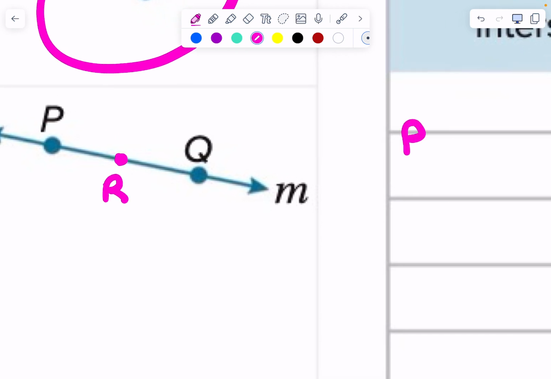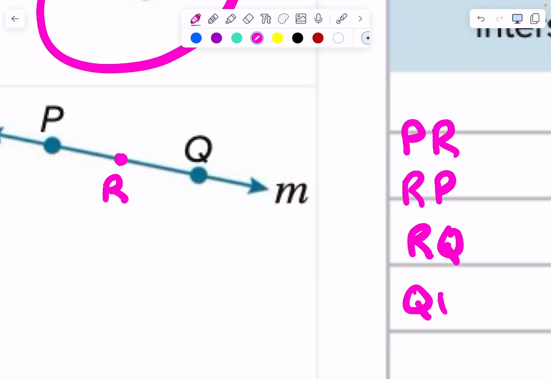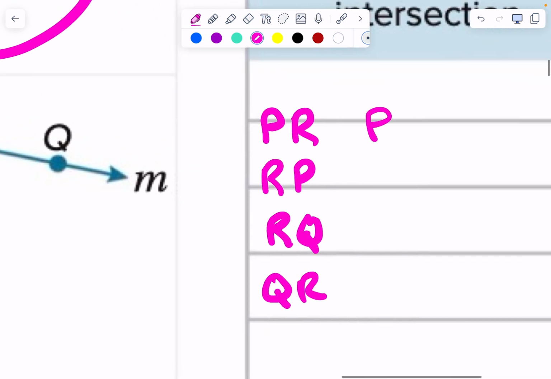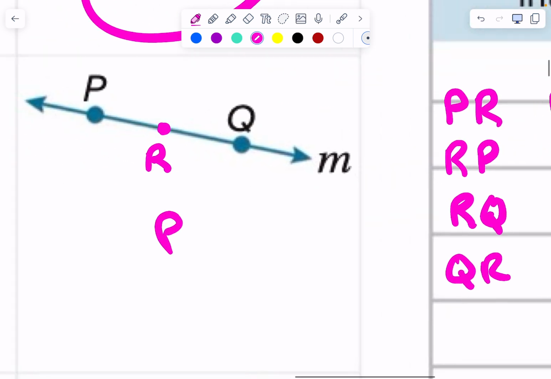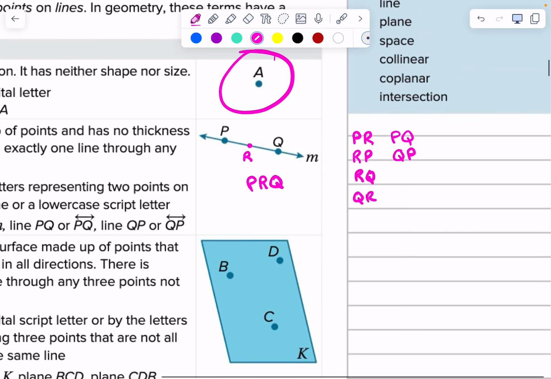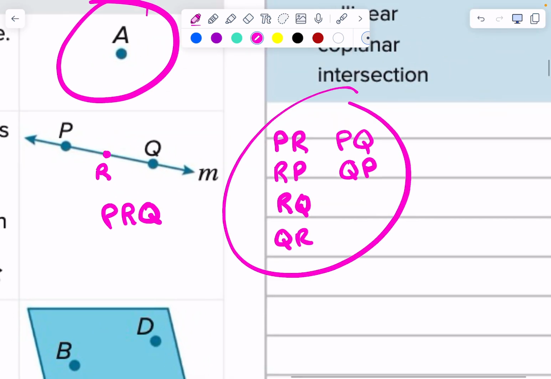So you could name this line PR. You can name it RP. You can name it RQ. You can name it QR. You can name it PQ. Or you could name it QP. But you cannot name it line PRQ because 3 letters is a plane, and we will learn that here in a second. Only 2 letters for a line.